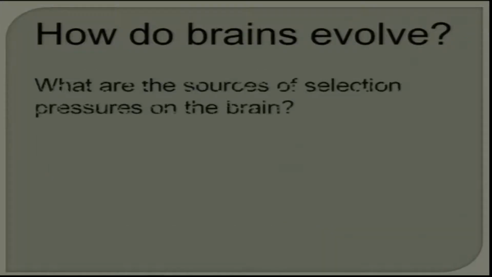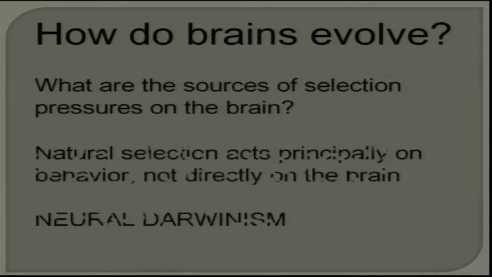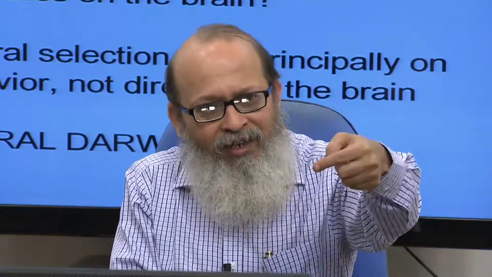But then, what are the sources of selection pressures? As I said, in neural Darwinism, natural selection will decide whether this behavior of yours will make you survive or not. It is not acting on your brain. If I go and jump in the fire, I will die. So it is not acting on my brain, it is acting on my behavior. But ultimately, in many such instances, the brain will learn.